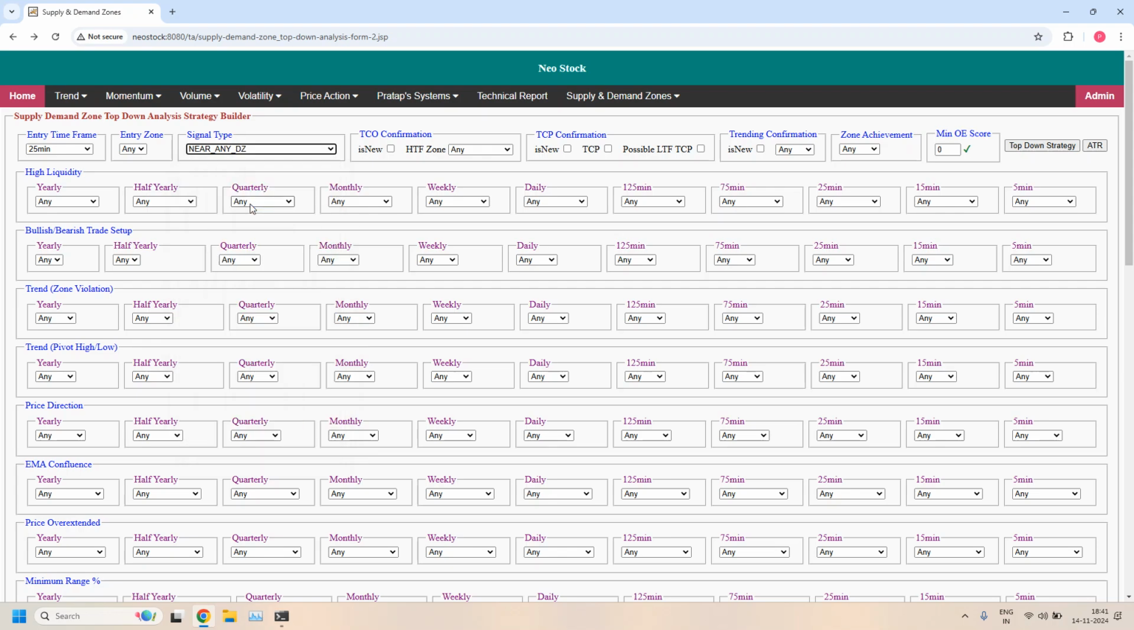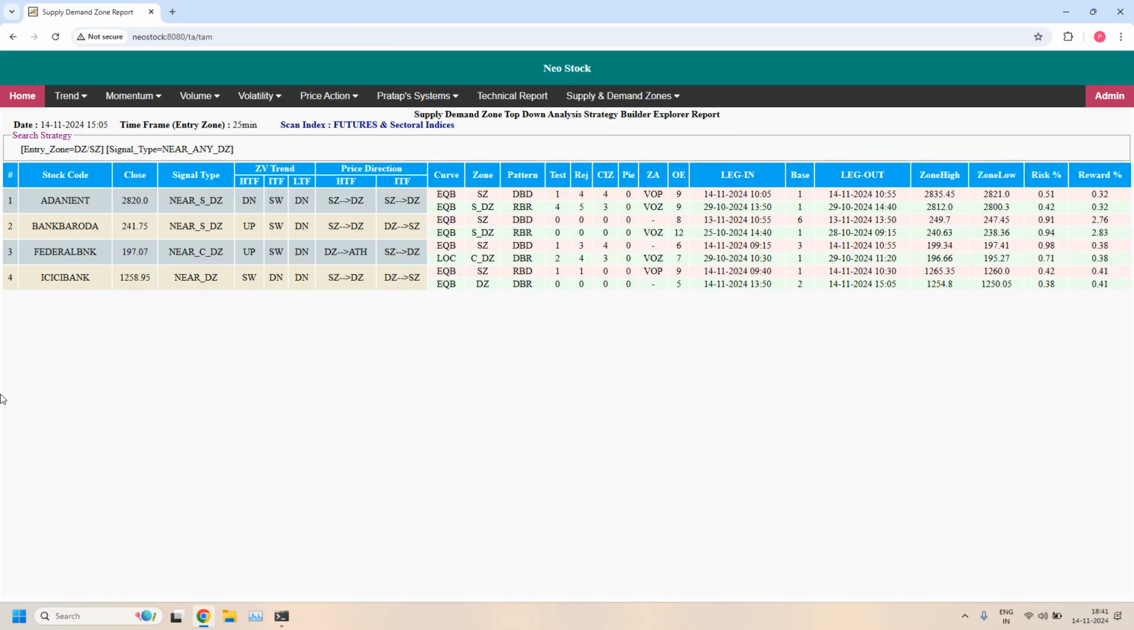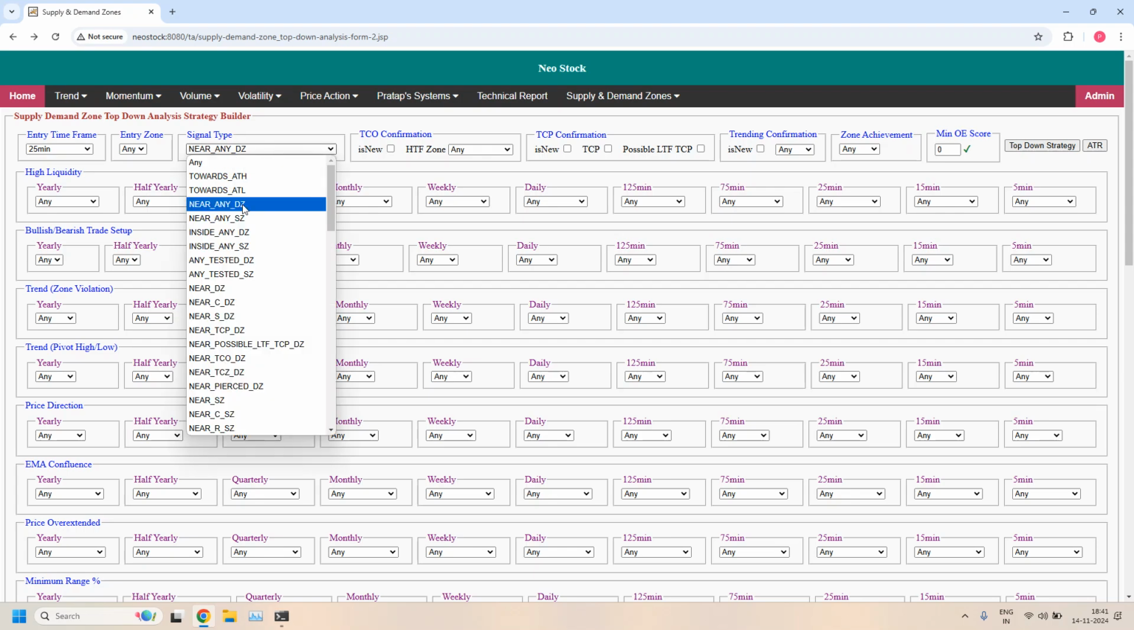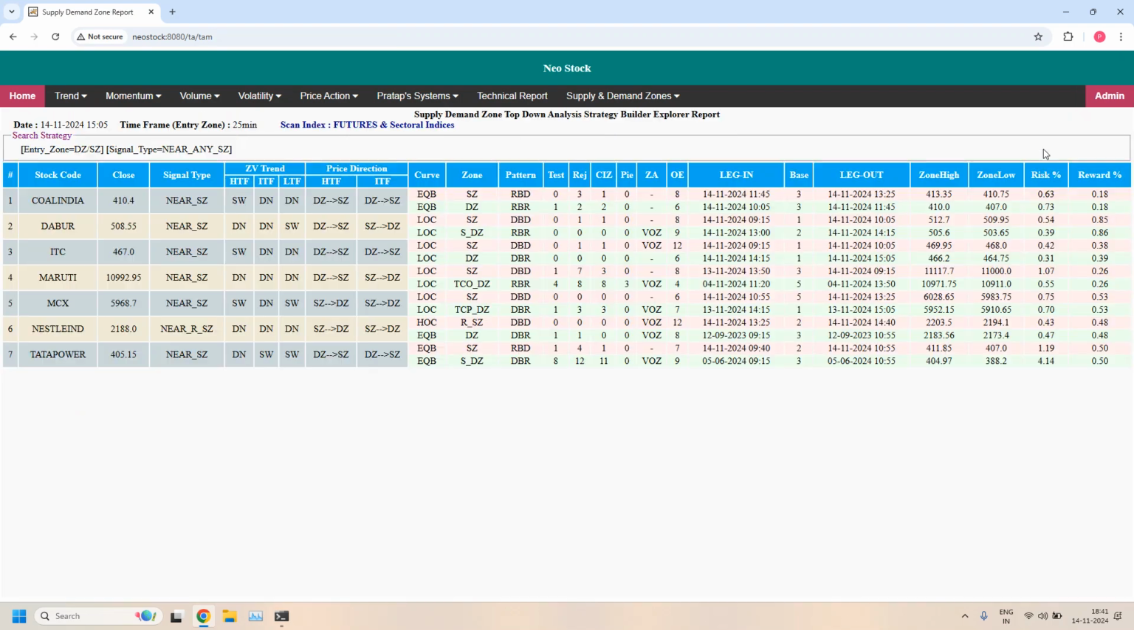Let's find the stocks near 25 minutes demand zone. 4 stocks are filtered. Next, 25 minutes time frame. Find the stocks near 25 minutes supply zone. 7 stocks are filtered.